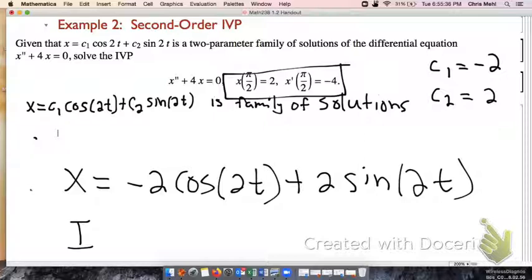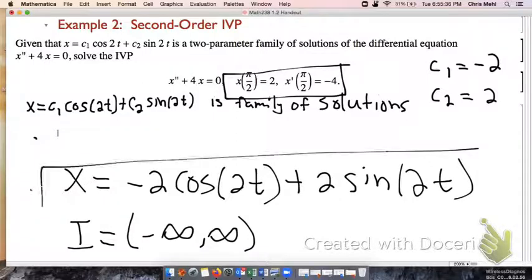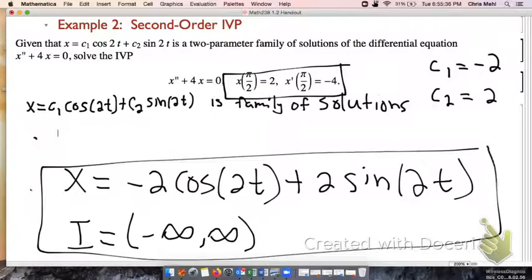And then your interval of solution: notice that x, its derivative, and the original differential equation are defined for all real numbers. Your solution can be any interval containing pi over 2 where your solution and its derivatives are continuous and the differential equation is defined. So in this case, you could choose all real numbers to be the domain or interval of solution. So there would be the particular solution and the interval of solution.